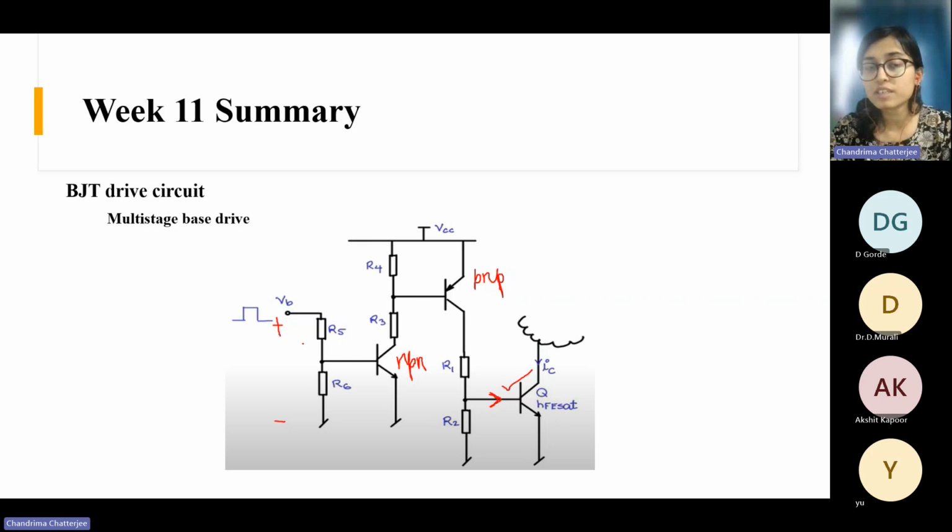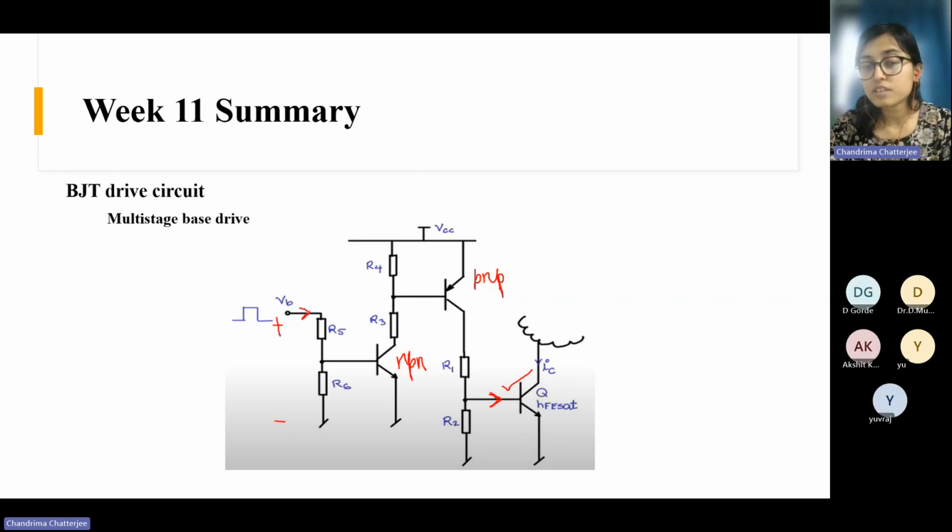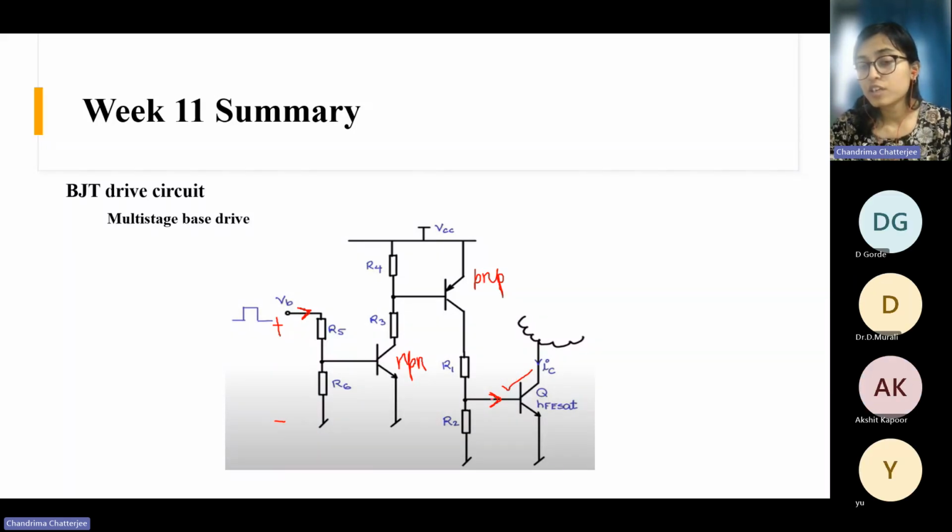The current drawn from this source will be very small, but you will still get your required amount. Even though you are drawing very small current here, you will get your required amount of base current here because of this multi-stage circuit. So if you need a certain amount of base current IB, that current will come from where? That current will come from here, through this circuit, because this is the only path.